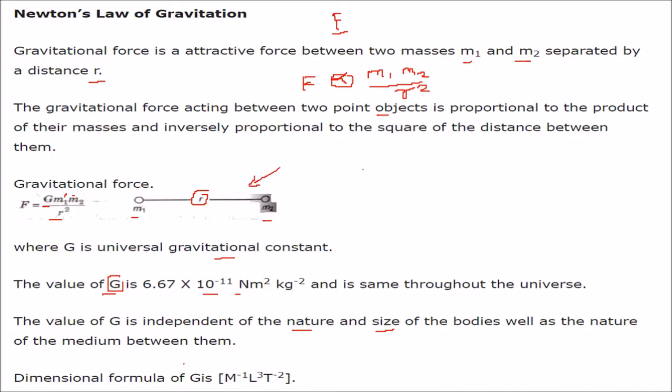The dimensional formula of this G is M to the power minus 1, L cubed, and T to the power minus 2.